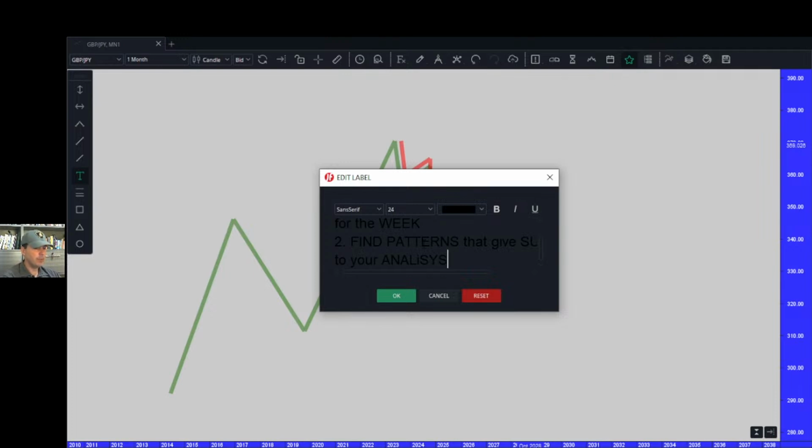Make sense? What does this mean? Number 3, trade the patterns in the direction from your prediction of the direction of this week. Not sure my English is correct.